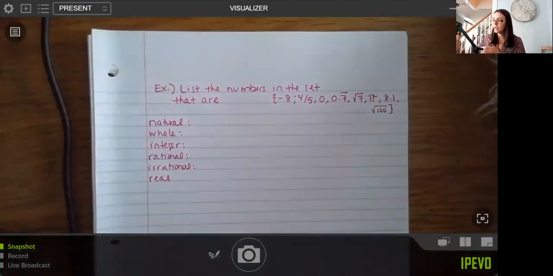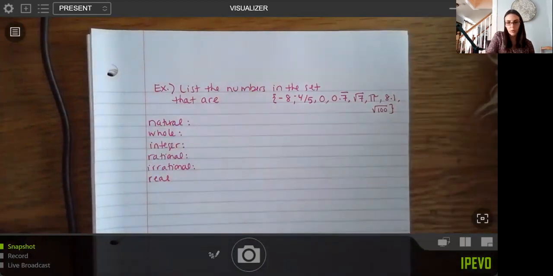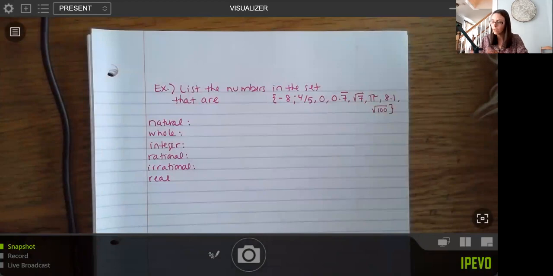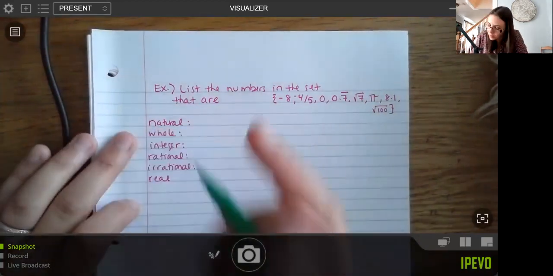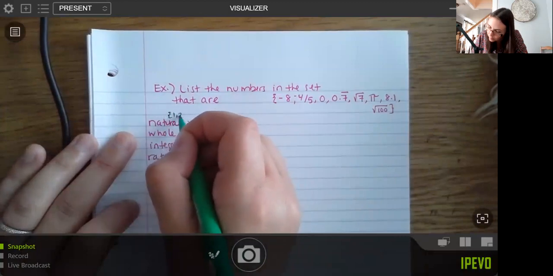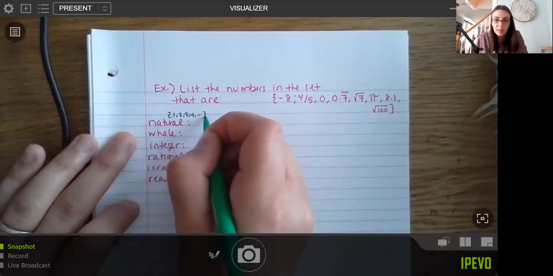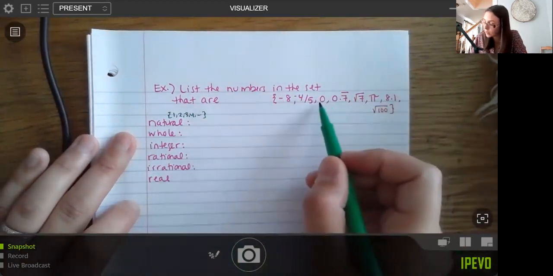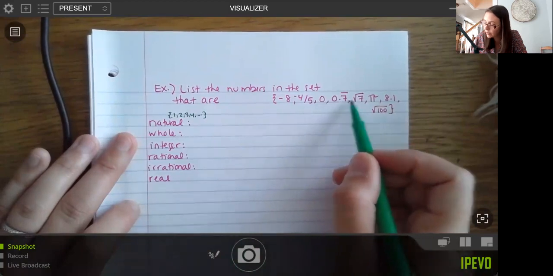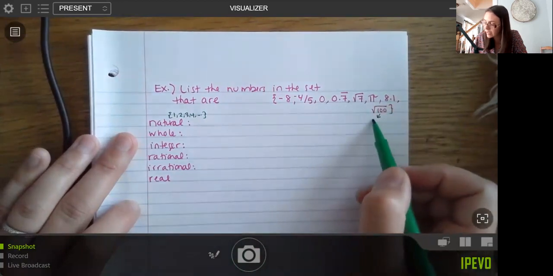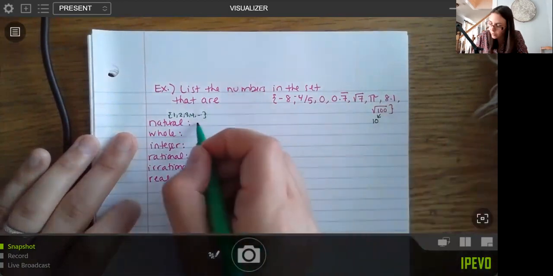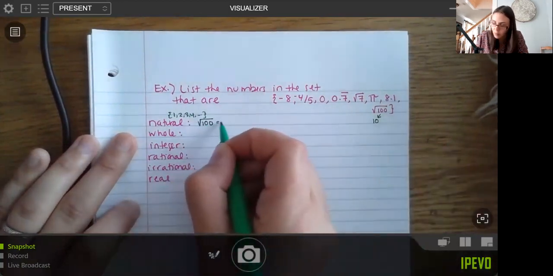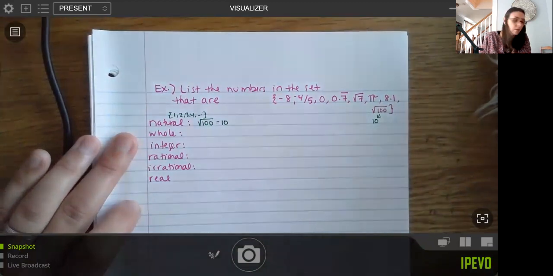Now, if you need help, you can take out your notes from the page before and kind of go through all your different definitions again. So what I'm going to do is go through and just see, okay, which numbers fit into each category. And some of these numbers can be in more than one category. So for our natural numbers, remember your natural numbers start at 1, but they're just your counting numbers. So do I have any of these here? Well, my negative numbers are not natural. 0 is not natural either. I do actually have one. The square root of 100 is the same thing as 10. So I do have a natural number here. The square root of 100, which is 10, is our natural number.